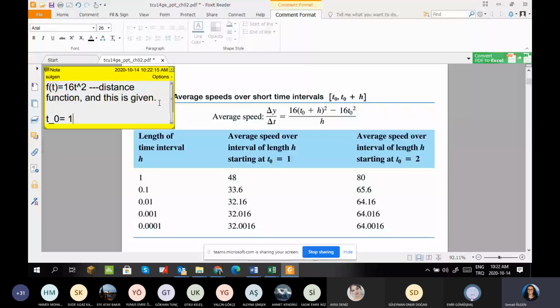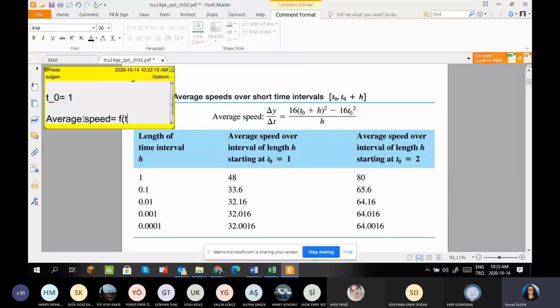Then the object is traveling with this distance function. And then the average speed is what? The average speed is written here. It is delta y over delta t, which is f of t naught plus h minus f of t naught over h. So this is the average speed, and as you would see, this is the ratio of, if I can write it here, f of t naught.